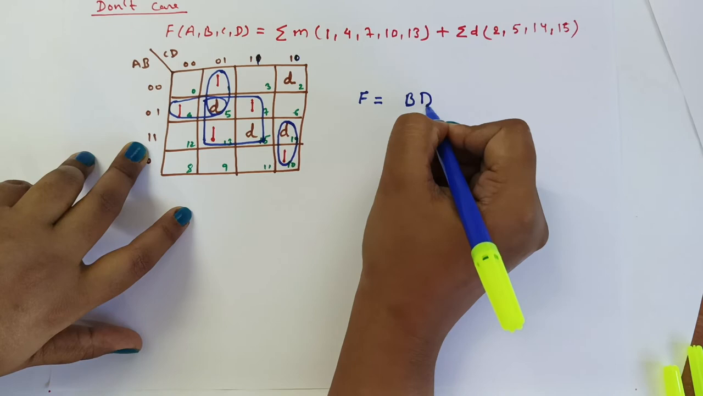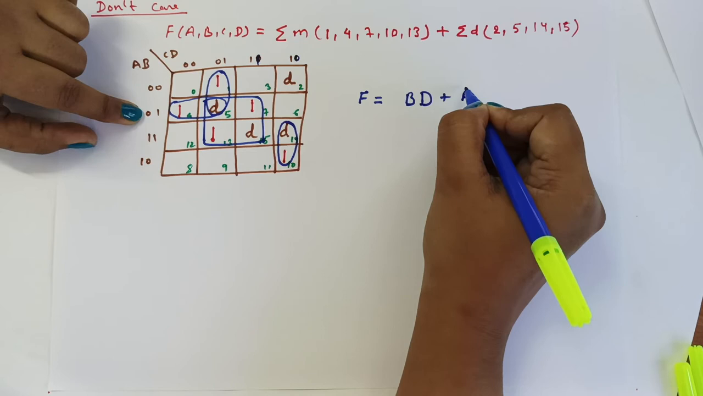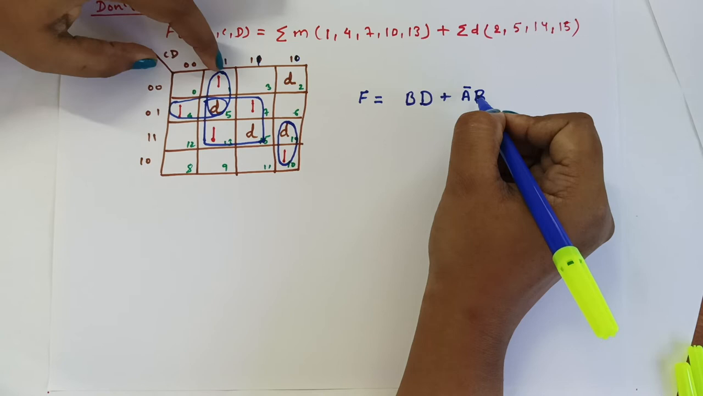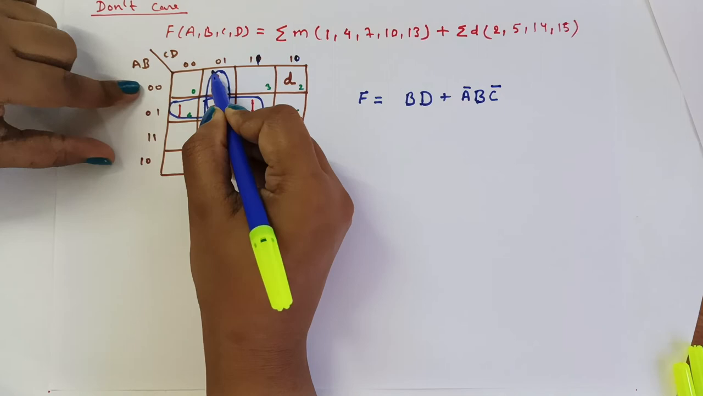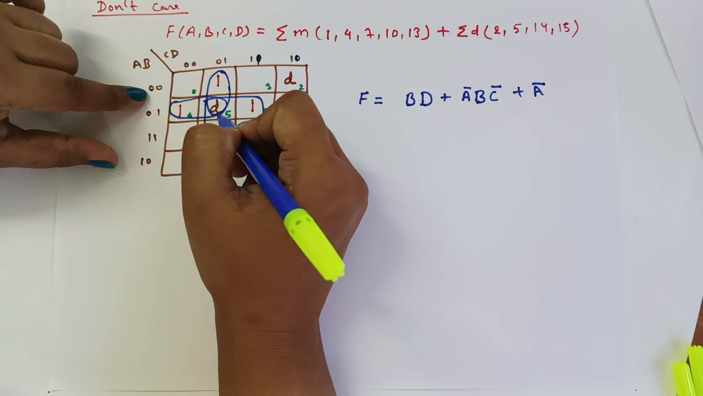Plus. For this group, this is 0 1, that means A bar B. And here this C bar is not changing. C is 0 0, that means C bar is not changing. So you can write it as C bar. For this group, it is 0 0 and 0 1. So A bar is not changing. We will write A bar. And here 0 1, that means C bar D.